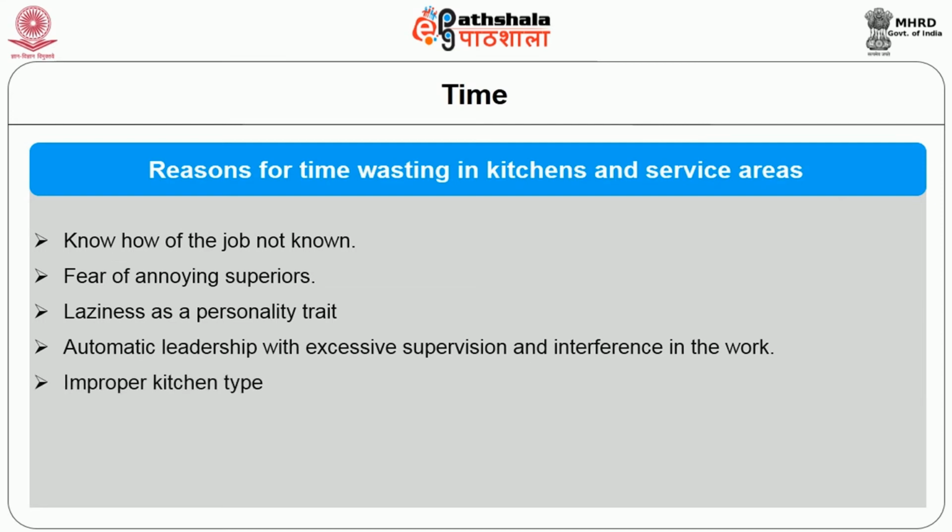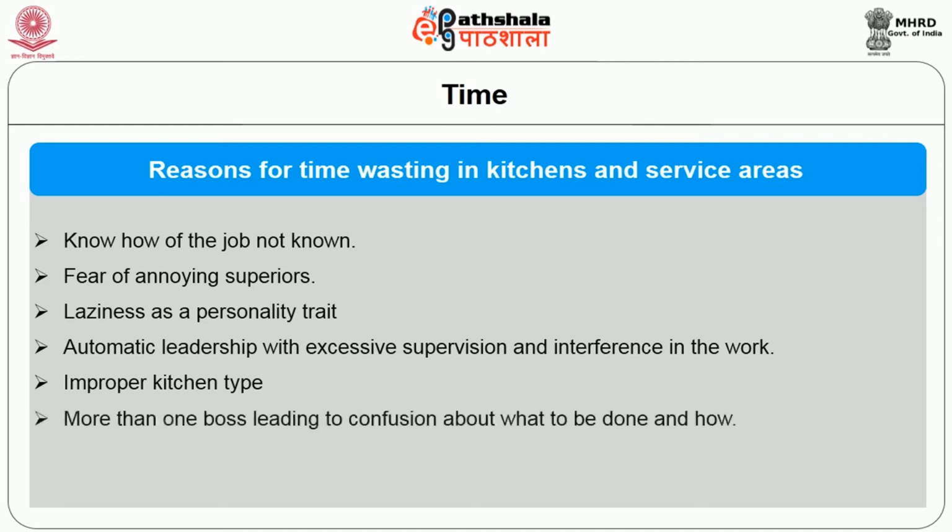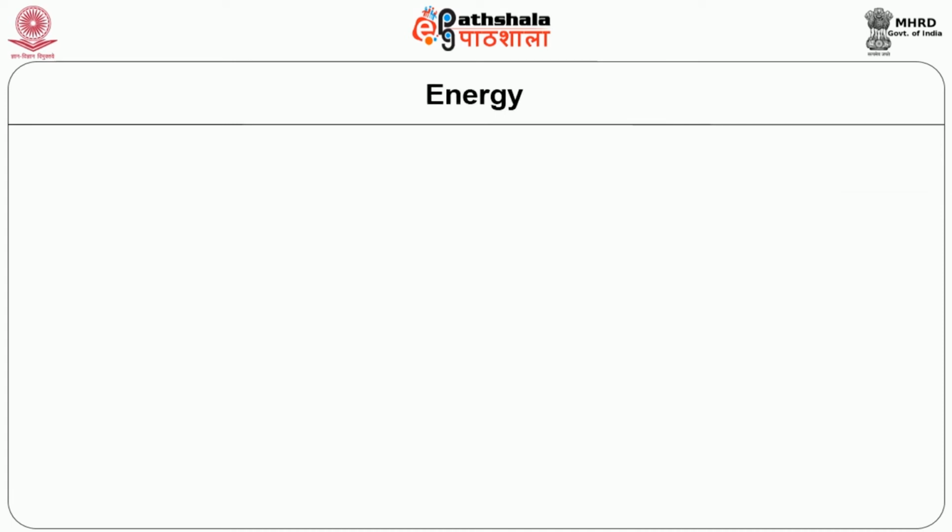One more is improper kitchen type, that is whether it is U-shaped or L-shaped or rectangular, whatever it is. Then more than one boss, leading to confusion about what is to be done and how. So the next important aspect in resource management is energy. So how effectively you have to use the energy.